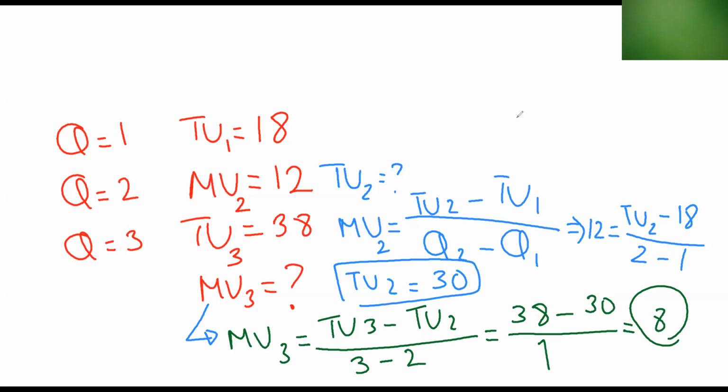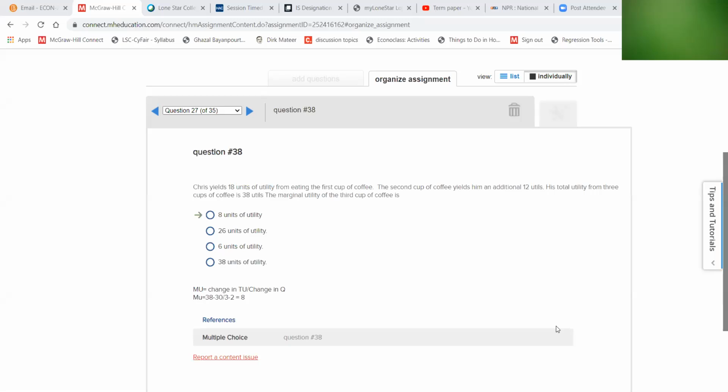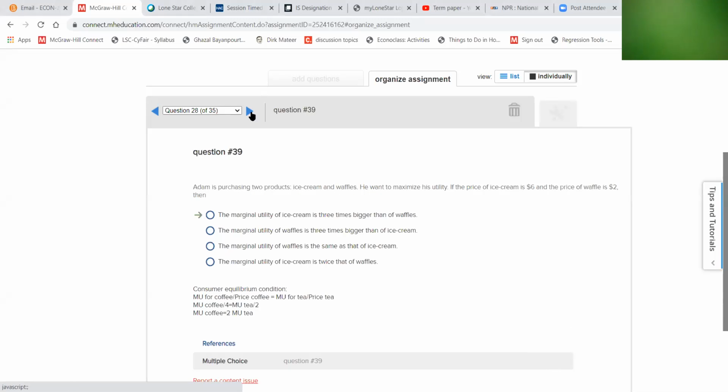So you had to first calculate your total utility for the second cup to get your marginal utility for the last cup. Okay, so you had to take basically 2 steps to get the answer. Next one. For the next one, you are going to use the consumer equilibrium condition. We can switch back.